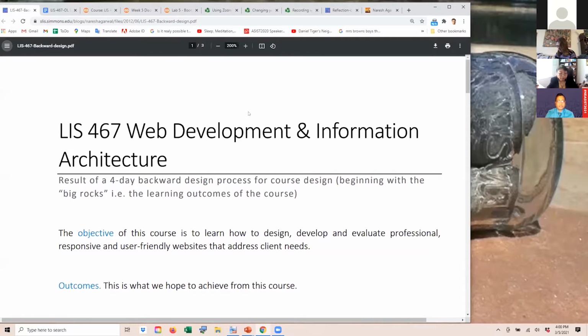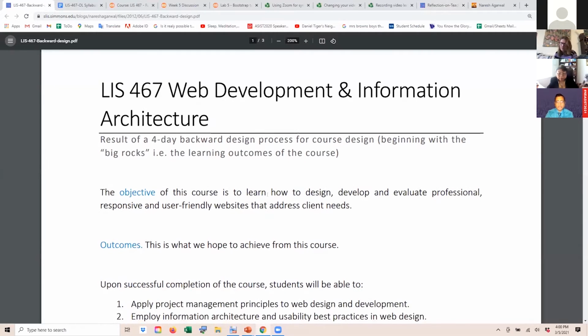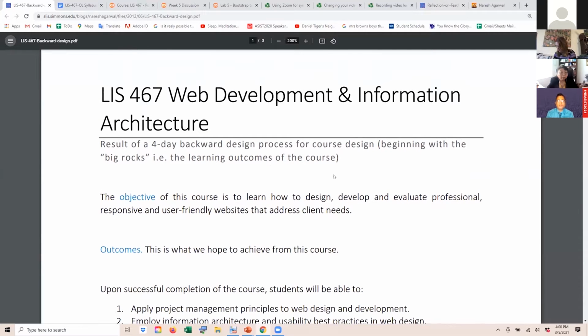And this was a class called web development and information architecture. So I was part of this 4-day backward design process for this class. So in the first day, we just thought of what are the keywords that I want the students to get from the class. And there were things like web design was part of them, web development was part of them, then user-centered, being user-friendly. I think that was a key part. Being able to address the needs of the client was there, and something to do with web development was a big part of it.